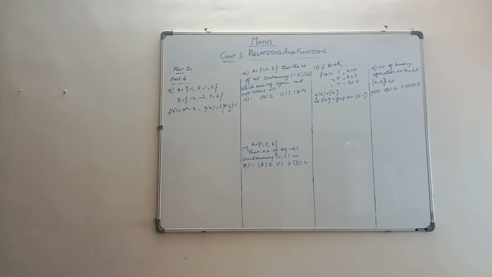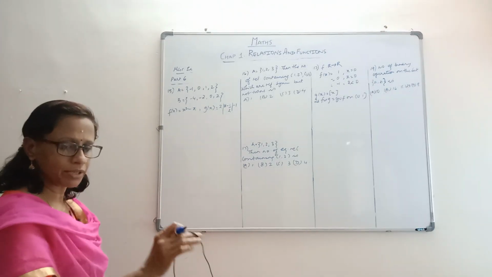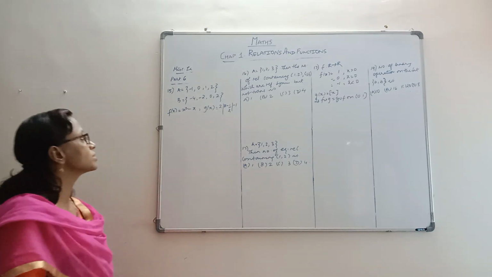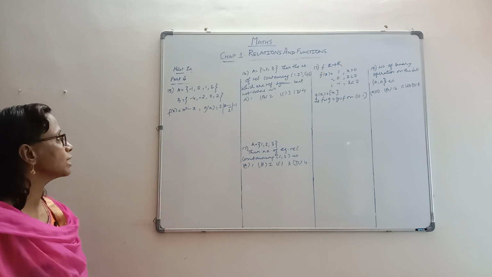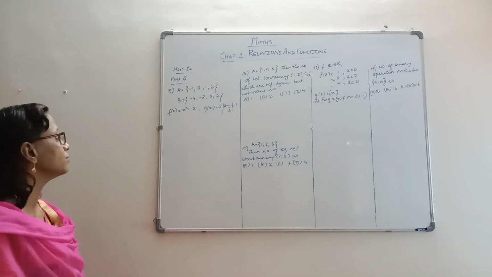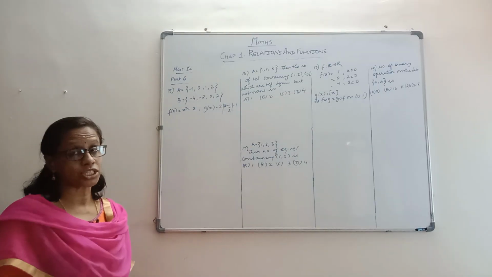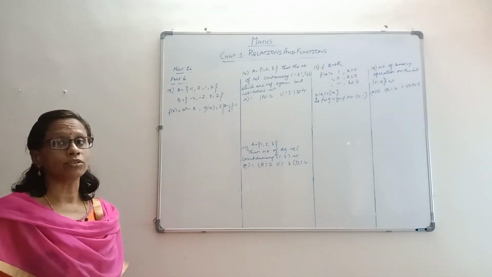Hello folks, we come to the part 6 video of this miscellaneous exercise, and let's see how we can get this solved. We have this question number 15, which gives us a set A with elements minus 1, 0, 1, 2, and the set B with elements minus 4, minus 2, 0 and 2. They are defining two functions f of x and g of x.